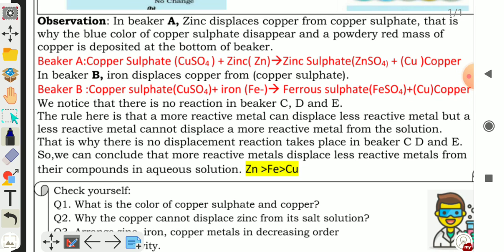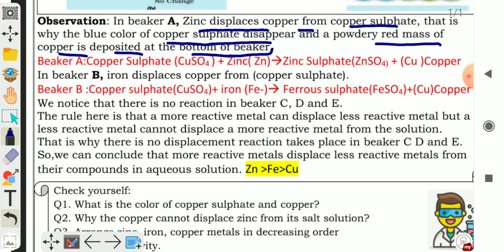In beaker A, zinc displaces copper from copper sulfate. Why? Zinc is more reactive than copper. That is why the blue color of copper sulfate disappears. Why does the blue color of copper sulfate disappear? Blue color of copper sulfate disappears due to the formation of zinc sulfate, and powdery red mass of copper is deposited at the bottom of the beaker.